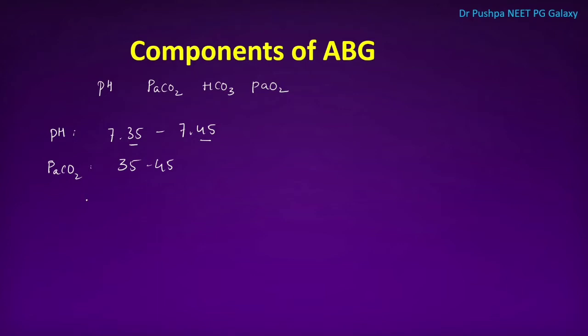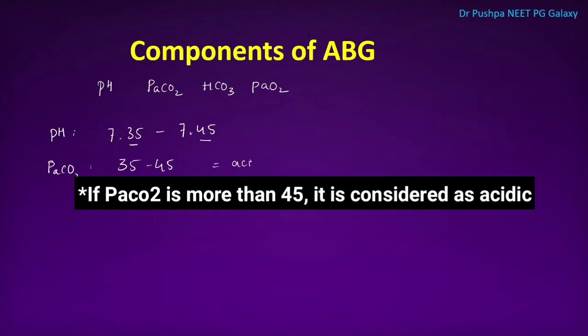In this analysis, usually we consider CO2 as acid, as the amount of CO2 is directly proportional to the number of H plus ions. So it is considered as acid. That means if PaCO2 is more than 45, it is considered acidic.